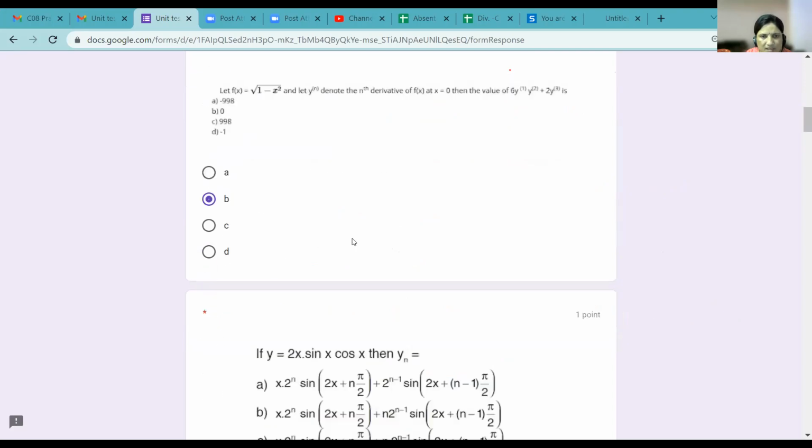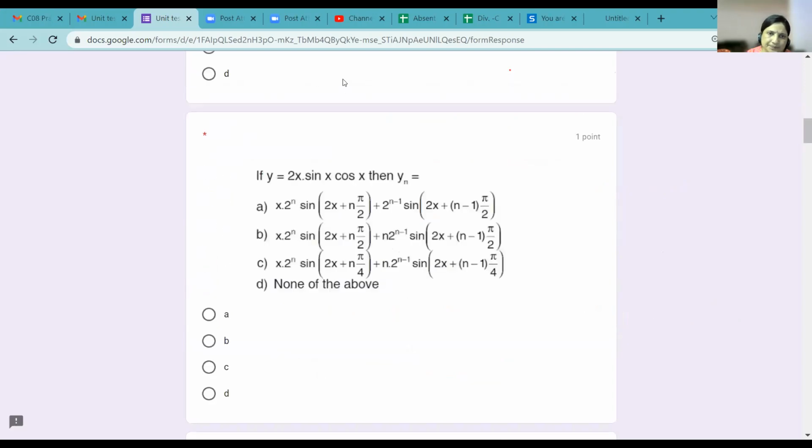Here it is B option. Next, tell me that now. 2x sin x into cos x. Now here it will be x into 2 sin x cos x. 2 sin x cos x is equal to sin 2x, so x into sin 2x. Yes, you can get that answer.